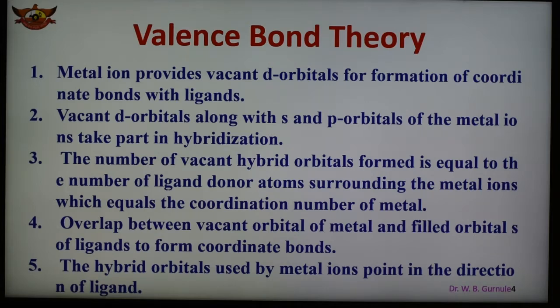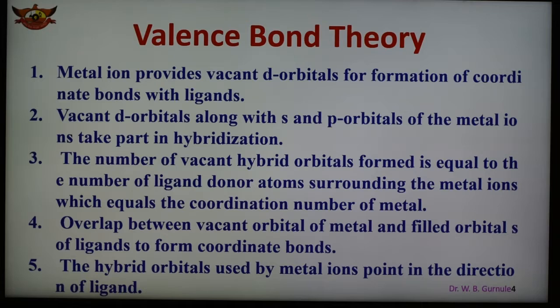The metal ion in the complex should have vacant d orbitals, which form the coordinate bond with the ligand. So the important point is that the metal ion should have vacant orbitals and the ligand should have a lone pair of electrons; one is a donor, the other is an acceptor. The second point is that the vacant d orbital along with the s and p orbitals of the metal ion take part in hybridization. So here we have to use the concept of hybridization for the formation of the complexes.